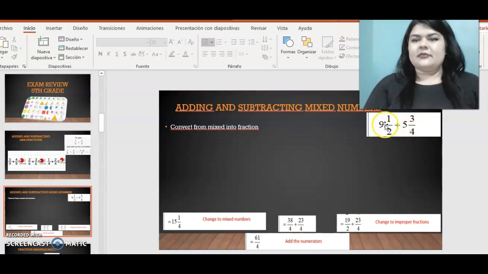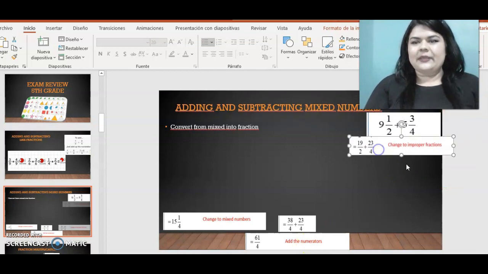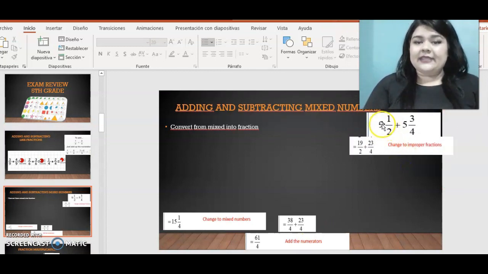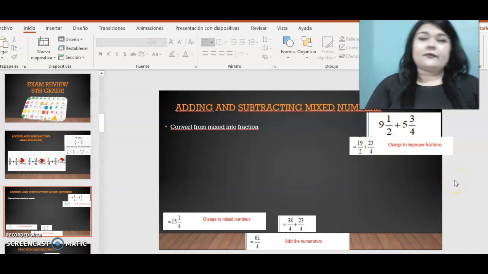I need to convert 9 and 1/2. What is my new fraction here if I convert from mixed into fraction? Yes, it is this one, right? Because I convert from mixed to fraction. How? Multiplying and adding. 2 times 9 is 18 plus 1, 19 halves. Plus 4 times 5 is 20 plus 3, 23 quarters. Remember, I keep the same denominator because it's necessary. If not, it's wrong.